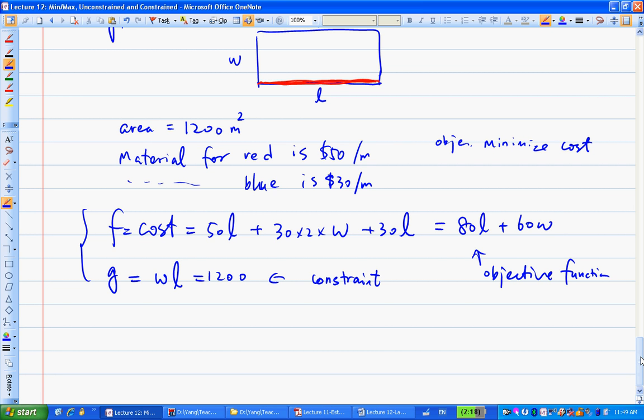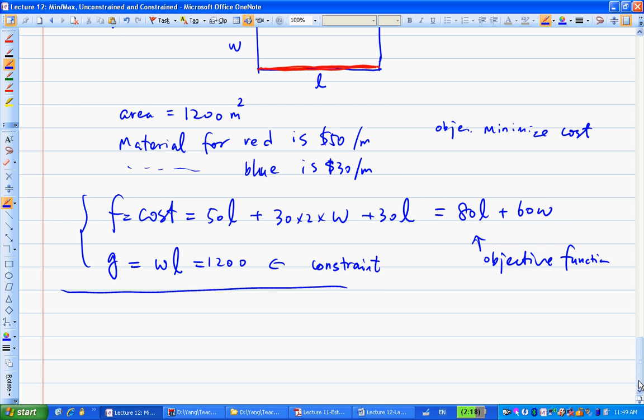The only thing is, this is a simple case. What if my cost function or objective function is not as simple as this? For example, maybe there is a W square or even a square root of W. Then it's going to be very hard to solve for one variable and plug it into the other one. We need a better approach. I have another example, but I'm going to skip that. So what kind of approach shall we use to solve this kind of situation?